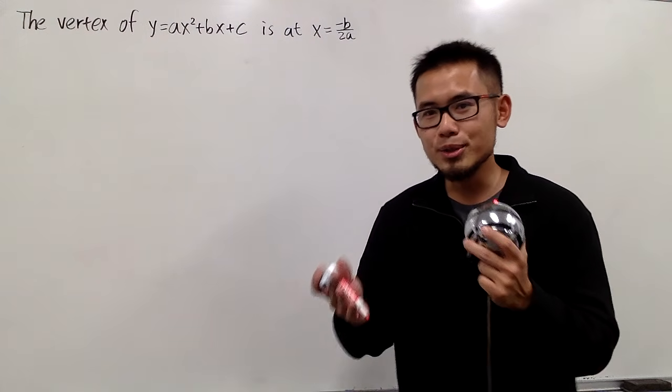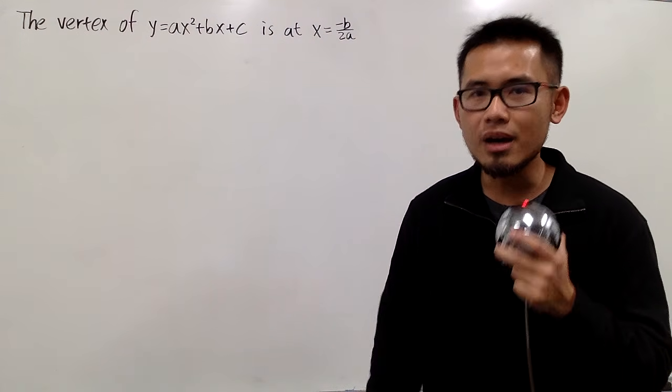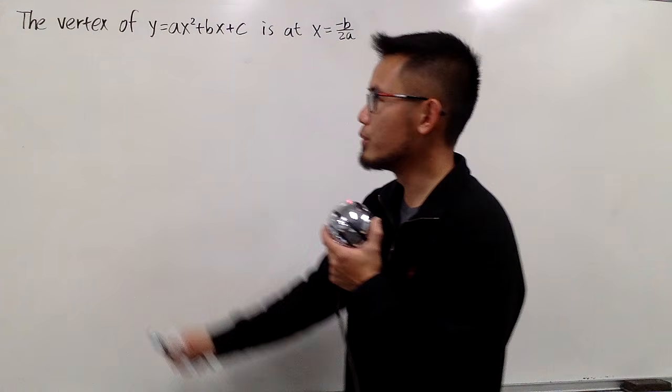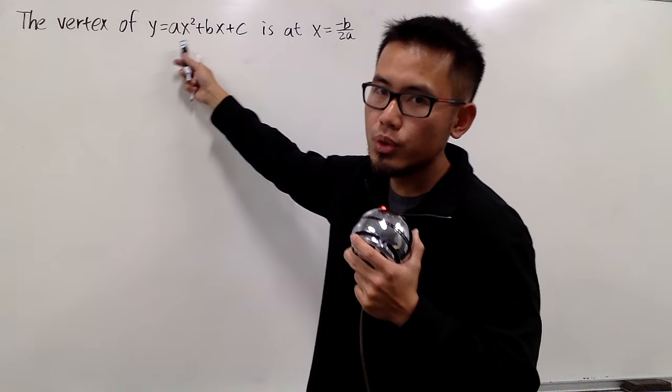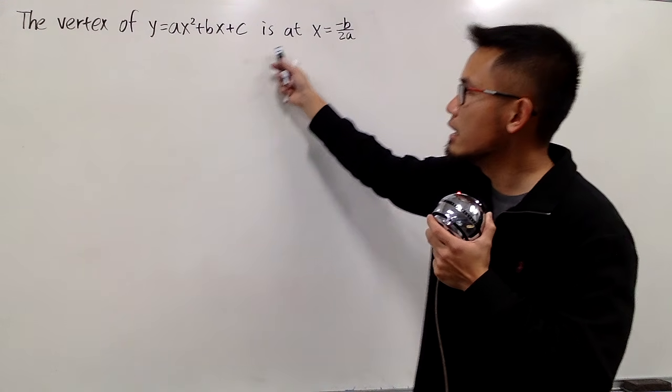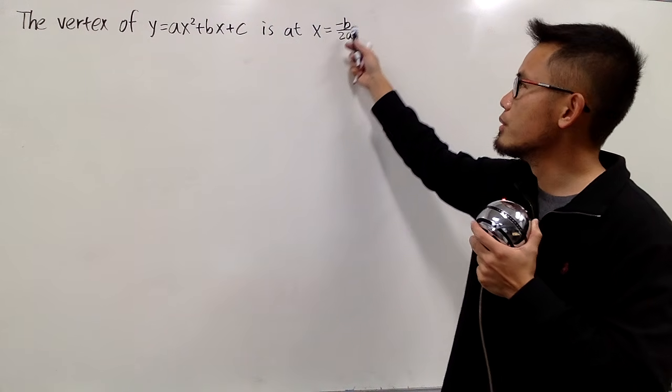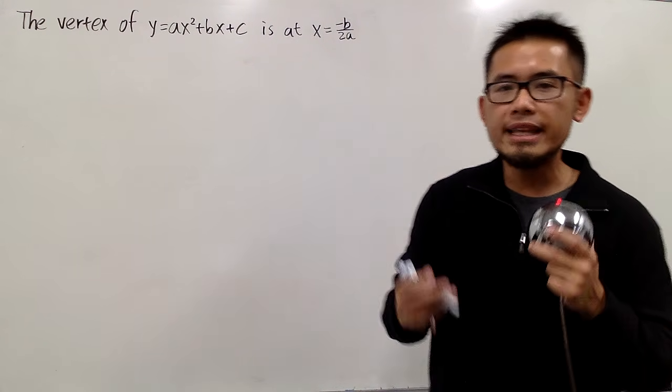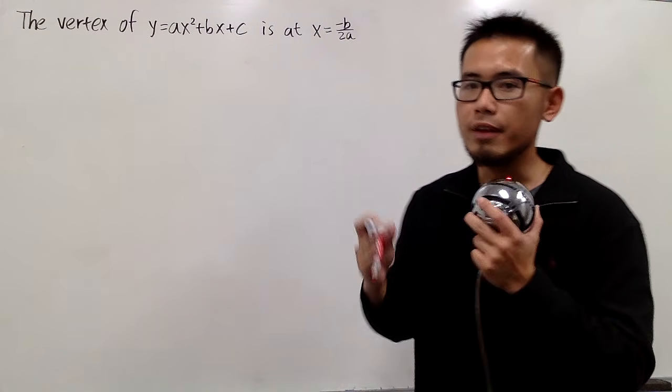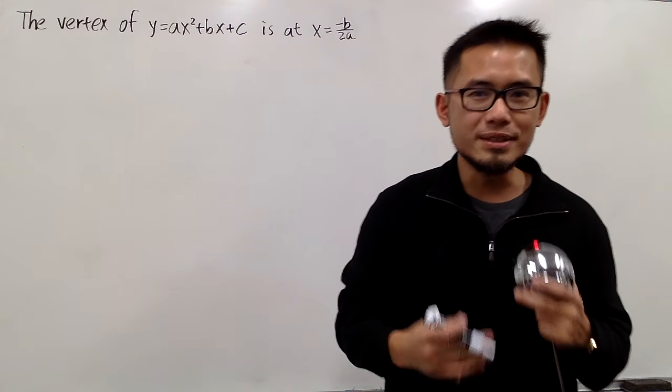Okay, in this video, I'm going to show you guys how to derive the vertex formula of a parabola. In other words, I'll show you the vertex of the graph of y equals ax squared plus bx plus c is at x equals negative b over 2a. And I'm going to show you guys two ways to do this. The first way is the algebra way, and the second way is the calculus way.